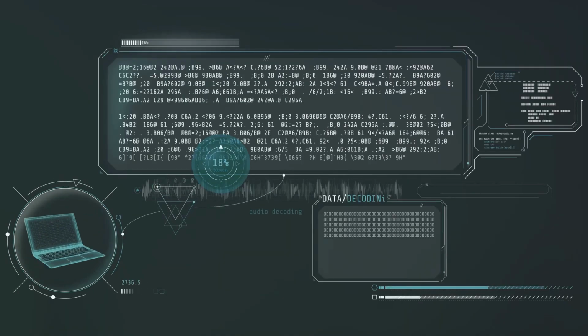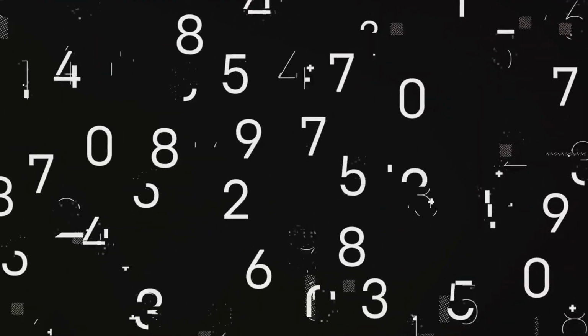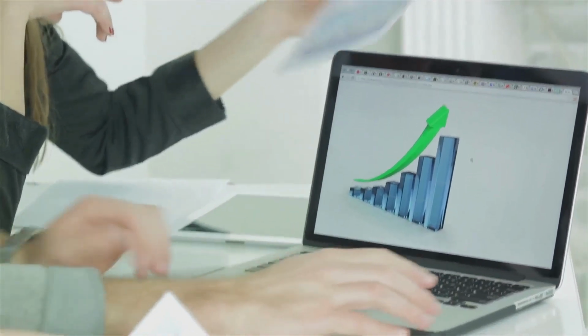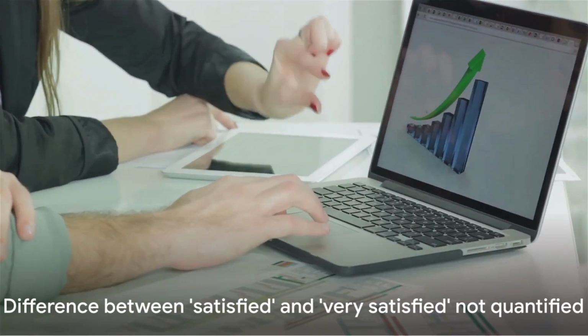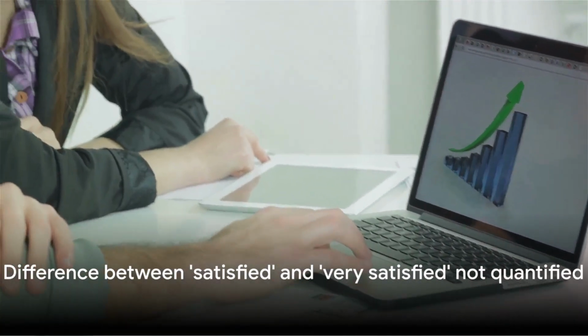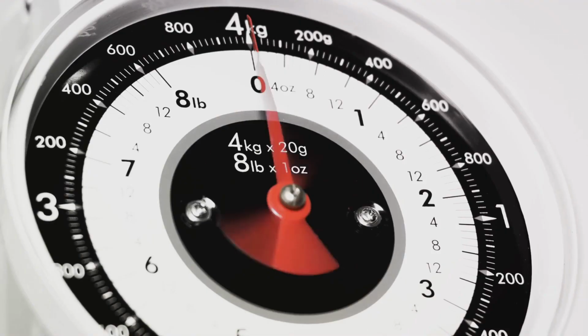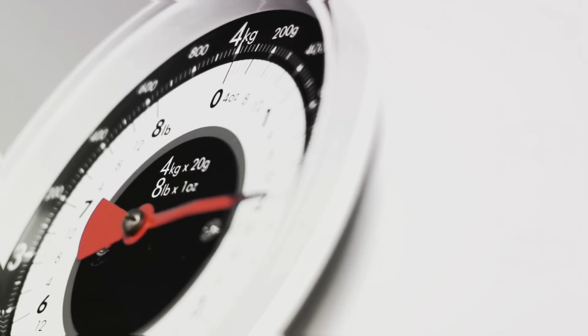The beauty of the ordinal scale is that it allows researchers to dig deeper into data. It provides a sequence, a hierarchy, a pecking order. However, while it tells us that one category is superior to another, it doesn't tell us by how much. The difference between satisfied and very satisfied is not quantified. So, the ordinal scale gives us order, but not the degree of difference between items. For that, we need the interval scale.